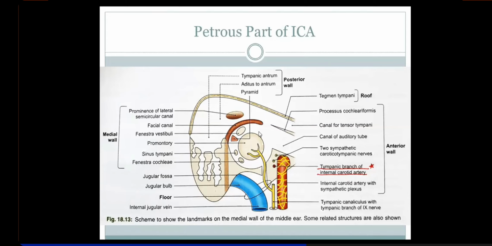Then you find the middle ear cavity, right? And onto this promontory, you have this tympanic canaliculus, and through this tympanic canaliculus, the glossopharyngeal nerve gives its tympanic branch, which reaches into the middle ear to form the tympanic plexus. From there, remember which nerve arises from the tympanic plexus? That is the lesser, which is the lesser petrosal.